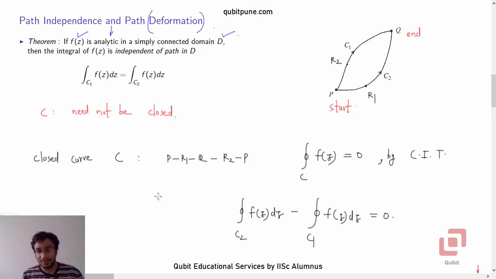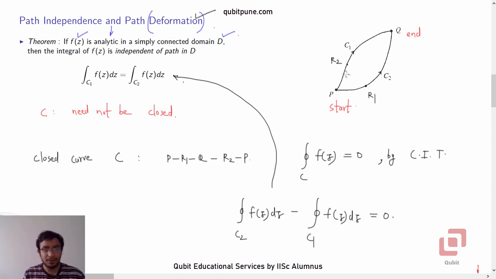Which is 0, isn't it? And once you shift any one of these two integrals to the other side, you will get back the result. Okay, so if you have an analytic function in a simply connected domain D, it doesn't matter how you change the shape of the curve, or how you deform it.